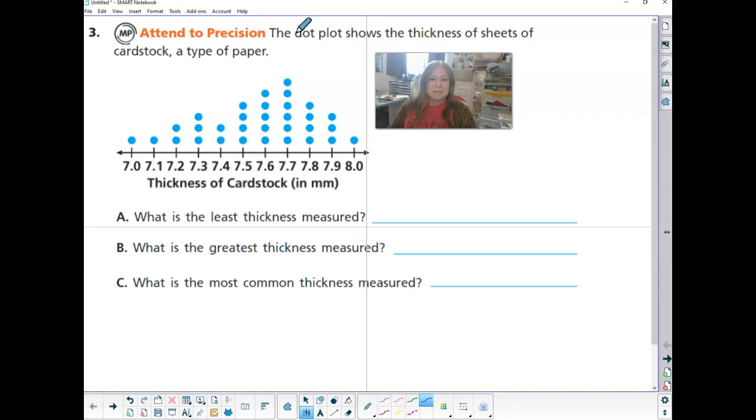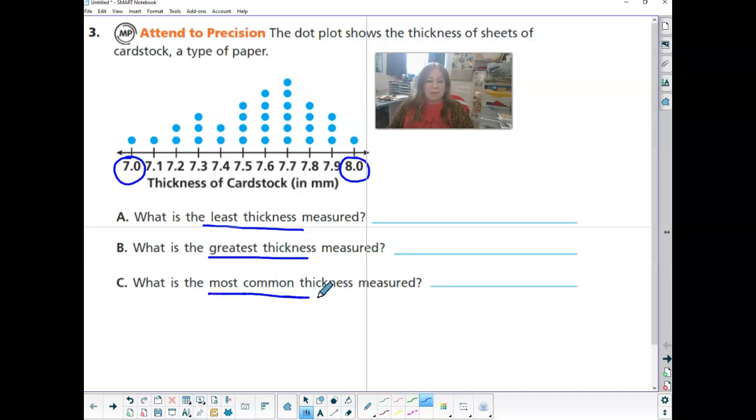So number 3 says that the dot plot shows the thickness of sheets of cardstock, which is a type of paper. So every single one of these dots is a piece of paper that they measured. So they go anywhere from 7 millimeters to 8 millimeters and in between there. So the least thick measured is going to be over here. So our measurements are here, our papers are the dots. So we want to look and see the smallest measured paper. And then on the other end of the scale, we have the greatest measured paper.